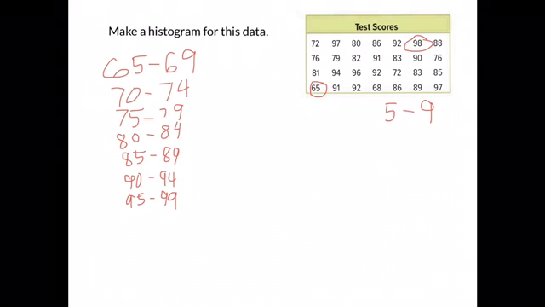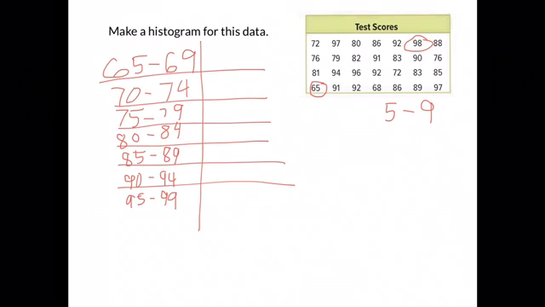And then I'm going to continue my categories until I get to 99. And I want to have all of my categories be the same size. Now that I have my categories, I can tally in each category the numbers that come up in my data.